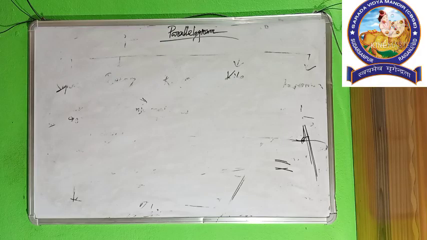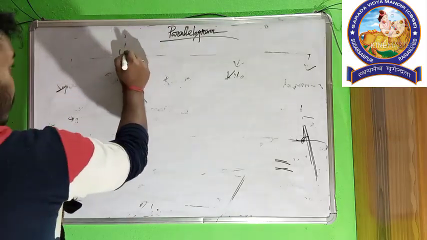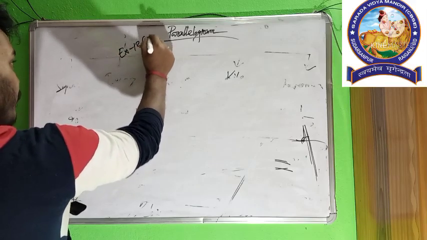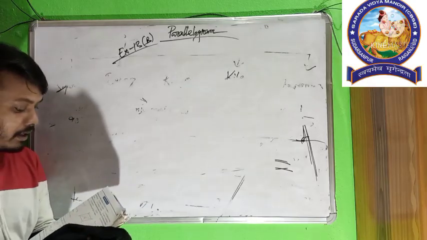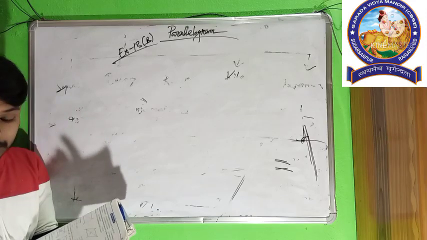exercise 13b. Exercise 13b. For each of the statements given below, indicate true or false. Which one is true and which one is false?